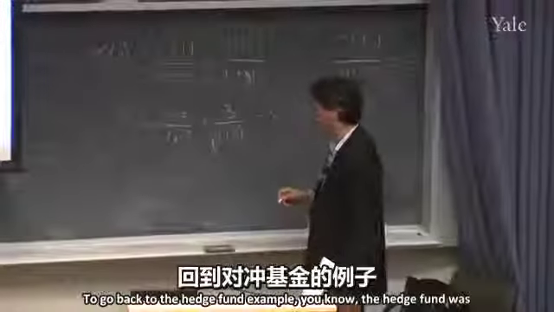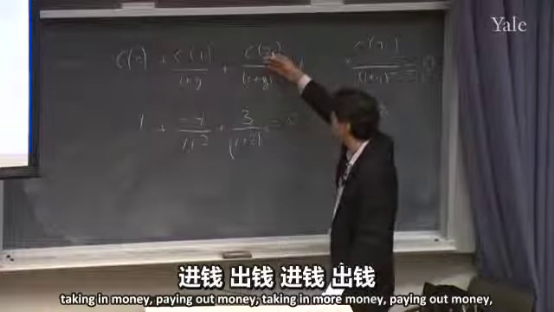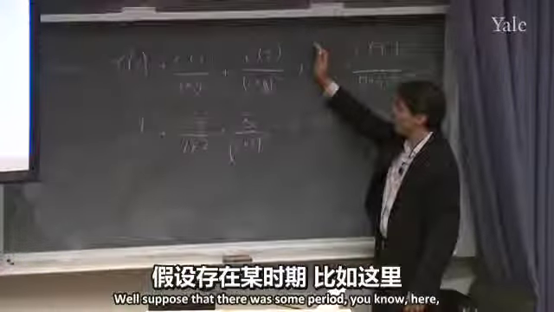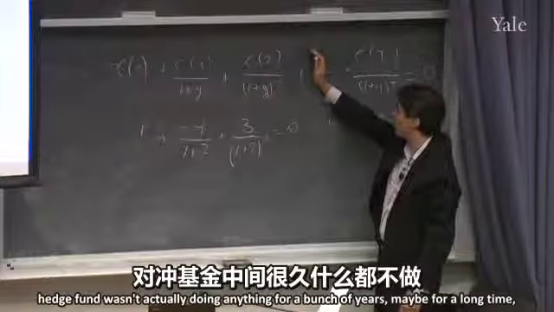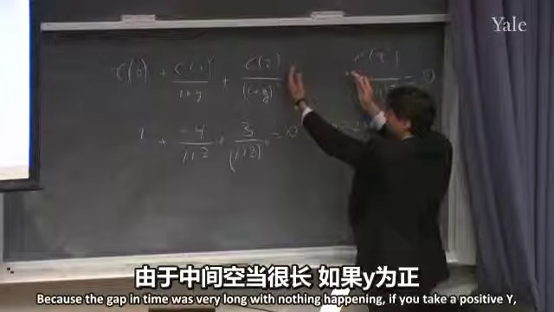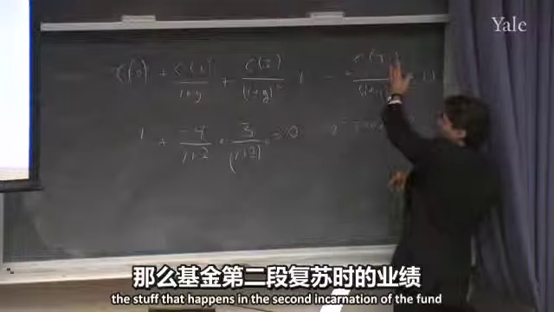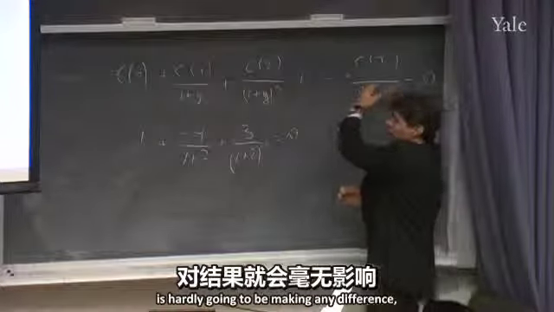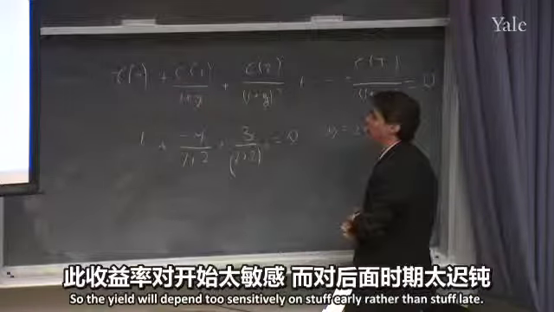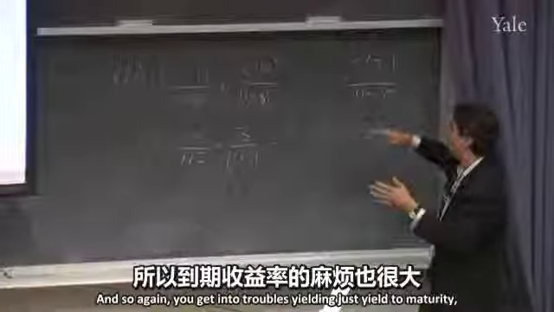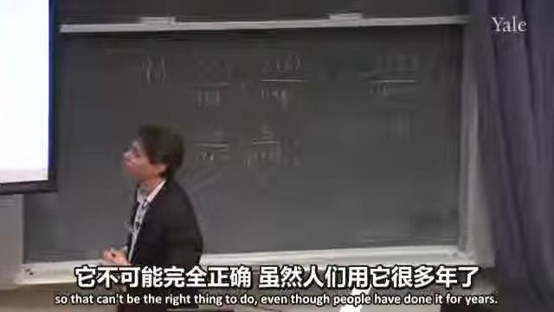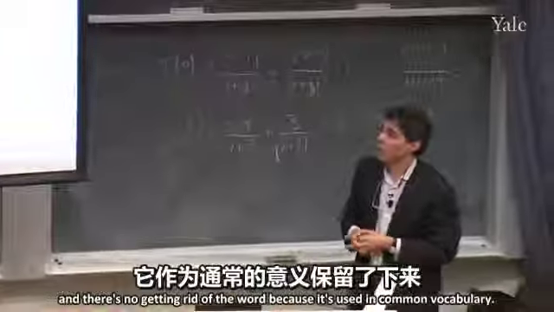To go back to the hedge fund example, the hedge fund was taking in money, paying out money, taking in more money, paying out money, and we calculated the yield to maturity. Well, suppose that there was some period at which point everyone had taken all their money out. So the hedge fund wasn't actually doing anything for a bunch of years, maybe for a long time, and then it started up and took money in and paid money out. Well, because the gap in time was very long with nothing happening, if you take a positive y, the stuff that happens in the second incarnation of the fund is hardly going to be making any difference, because by that time it'll all be discounted a lot. So the yield will depend too sensitively on stuff early rather than stuff late. And so, again, you get into trouble with just yield to maturity. So that can't be the right thing to do, even though people have done it for years. So the word, however, lives on, and there's no getting rid of the word because it's used in common vocabulary.